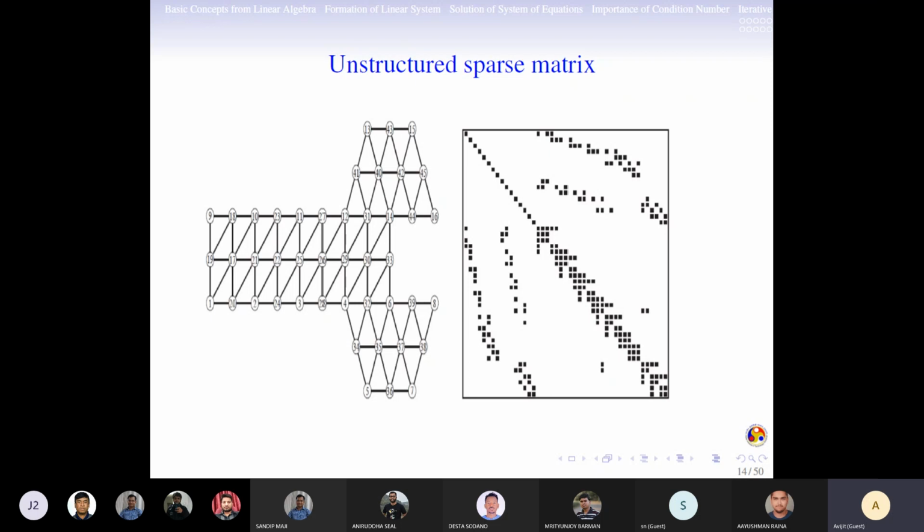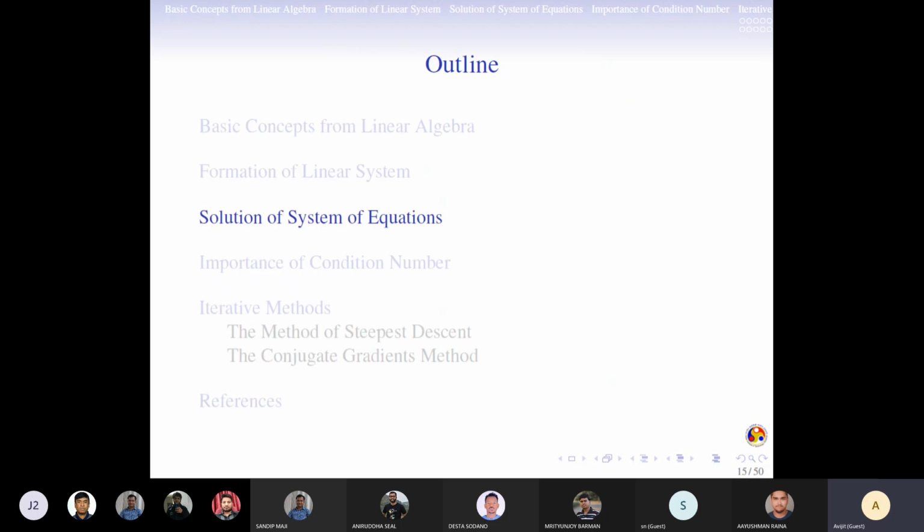It is called unstructured. You can transform an unstructured sparse matrix to a structured sparse matrix by using some permutation technique, which is given in the book. In the book by Yousef Saad, you can check how you can transform from unstructured to structured. Okay, now we are coming to the solution procedure, how we can solve the system of equations.